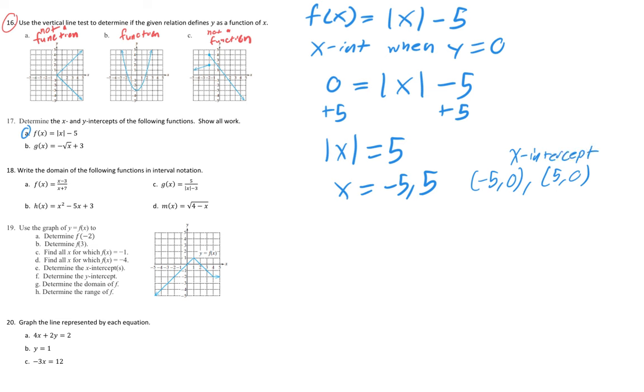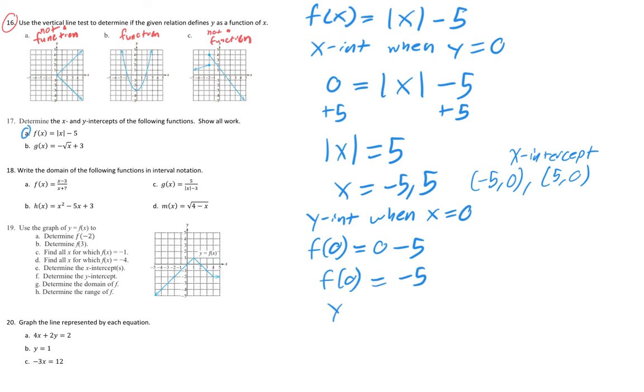Right? Now look at our y-intercept. So our y-intercept happens when x is equal to 0. So if I do that, we're going to plug 0 in for x. So f of 0 is equal to the absolute value of 0 minus 5. So f of 0 is going to be equal to negative 5. So we have a y-intercept at y equals negative 5. So our point there for our y-intercept is 0, negative 5.